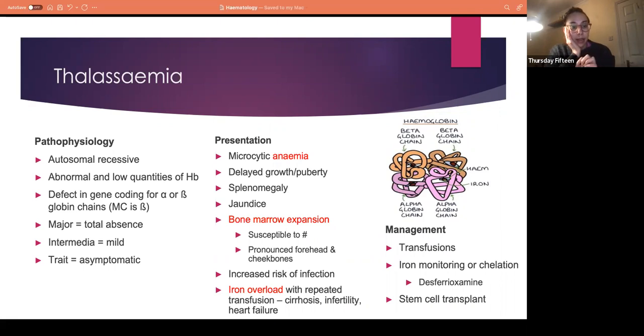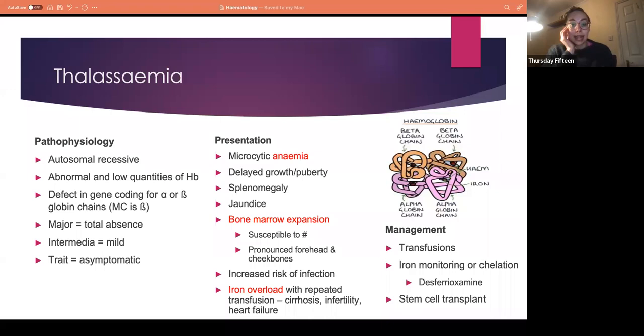and the defect in the chain that codes for them. Major means that you have a total absence of the chain, so there's no functional hemoglobin really. Intermediate is mild, so you'd have a lesser deficiency, and then beta thalassemia trait is generally asymptomatic, but it does confer immunity, I think, against malaria, so it's got a survival advantage in certain countries, so that's why the trait gets passed on and it still exists as a condition.